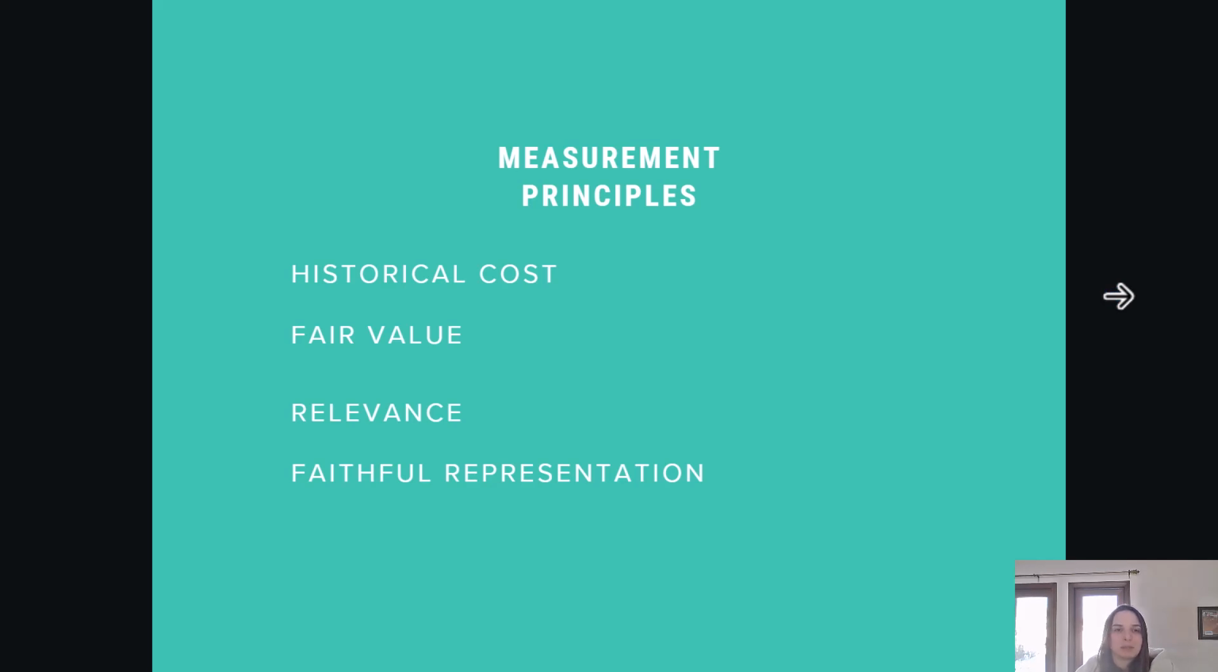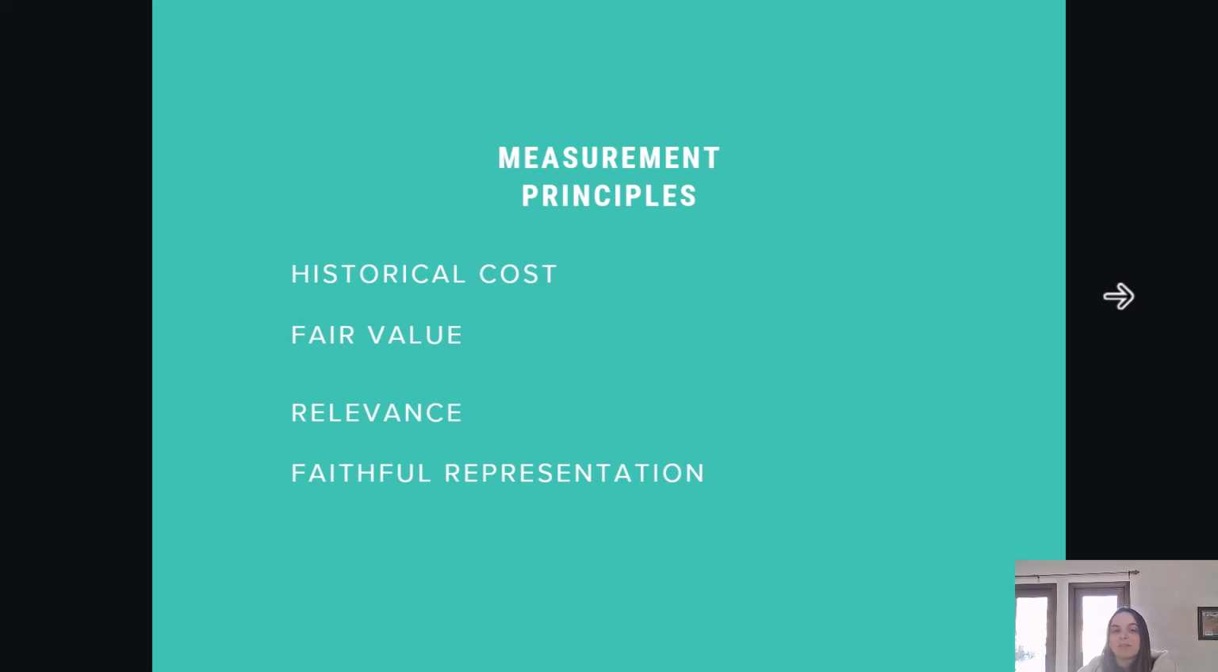So when it comes to measurement principles, we're going to look at two separate measurement principles. The first one is the historical cost principle. This says that everything that we are recording is recorded at historical cost. So if I go out and purchase a property for $200,000, I put that property on my books at $200,000 because that's my historical cost. That's what I paid for it.